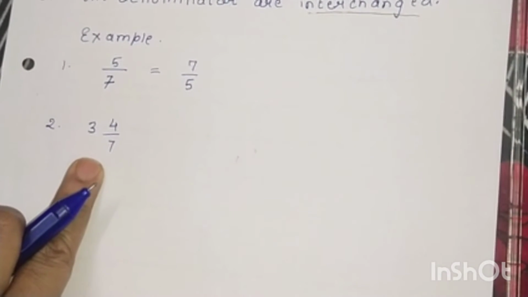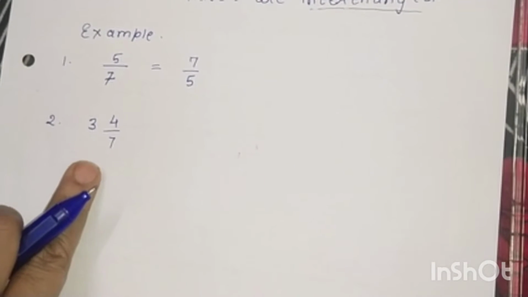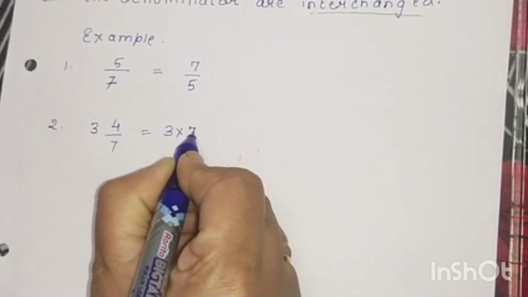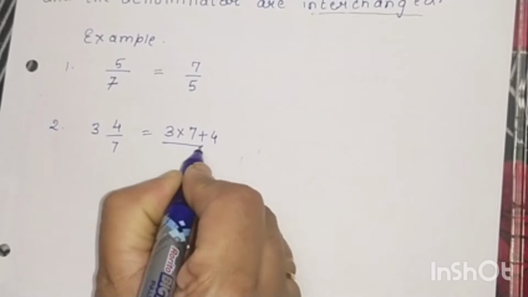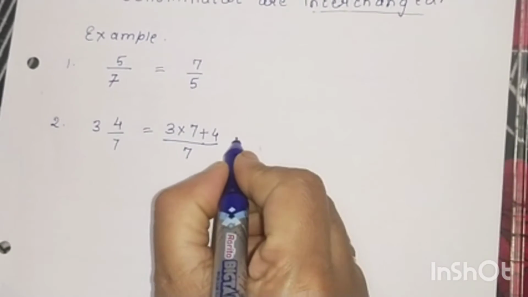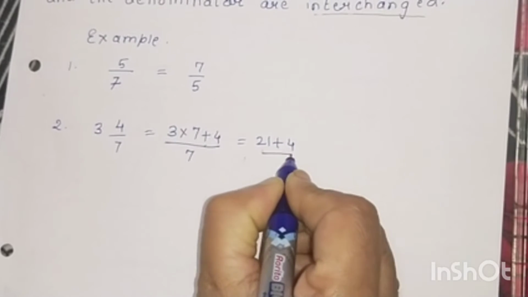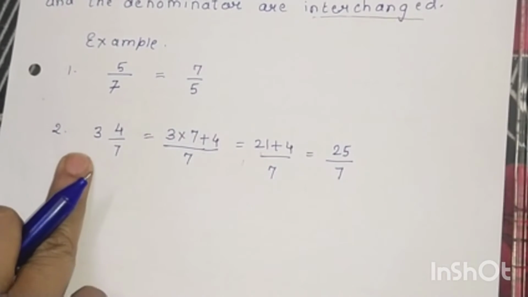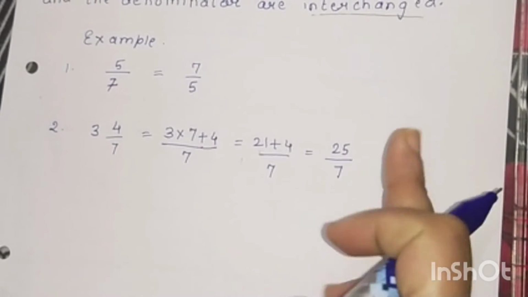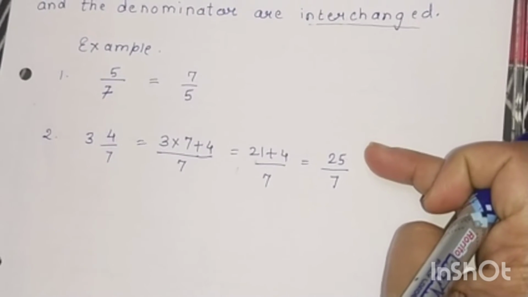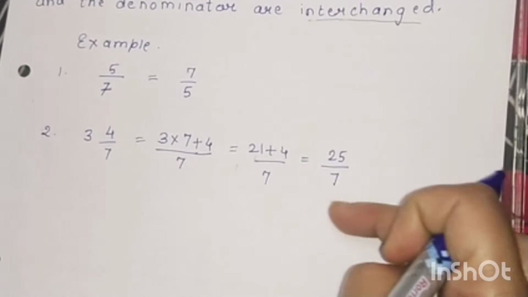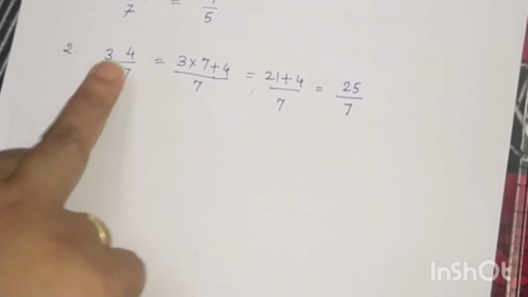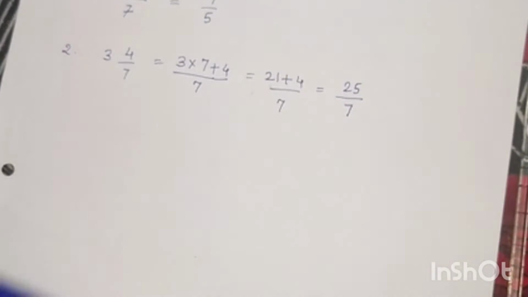Now to make its reciprocal, first we have to convert it into an improper fraction. How do we convert it? 3 into 7 plus 4 upon 7. All of you know 3 sevens are 21, plus 4 upon 7, that equals 25 by 7. All of you know how to convert a mixed fraction into an improper fraction, right? Now the numerator is bigger than the denominator, so it is improper. We can't make a reciprocal of a mixed fraction. First we have to make it improper and then take the reciprocal.